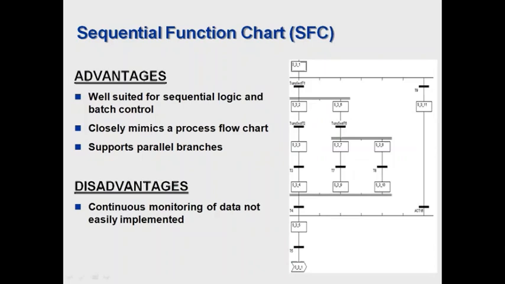Then there's sequential function charts, which is shown there on the right. This is well suited for sequential logic and batch control, similar to something that is repetitive, like a filter backwash. It closely mimics a flow chart, so if there's a step-by-step action and there are parallel branches that require a decision, whether it's yes, it takes this path, or no, it takes this path based on a tag, the sequential function chart is most beneficial for those types of applications.